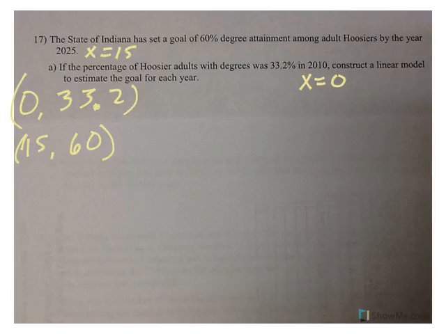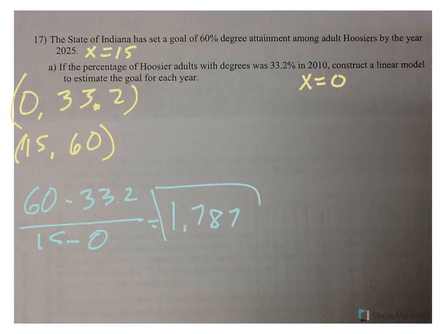So to find our slope, y2 minus y1 over x2 minus x1. So I'm going to change this to a decimal, and I get 1.787. This is my slope. That means I need the percent of adults with degrees to go up basically 1.8% every year. That's a pretty large jump. You got to make some magic happen there.